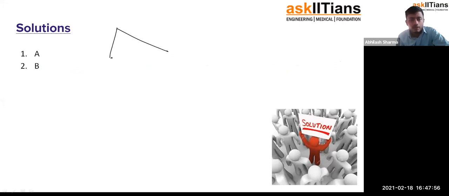Let us see if we have a triangle ABC, and let us say this looks something like this.